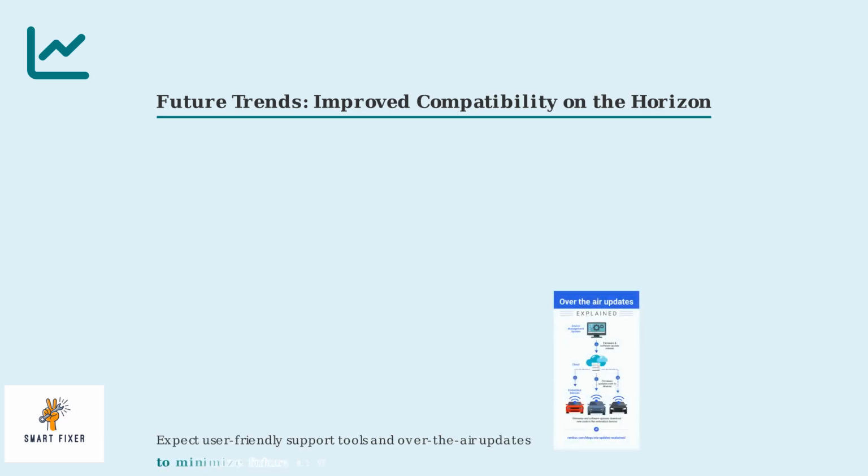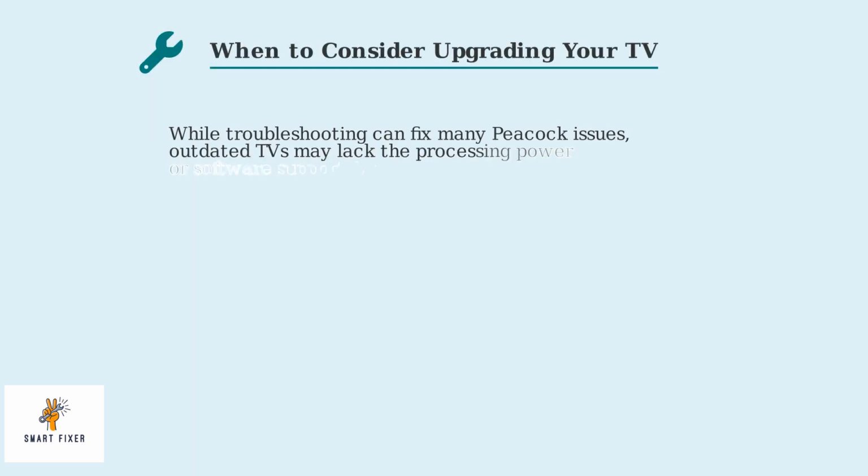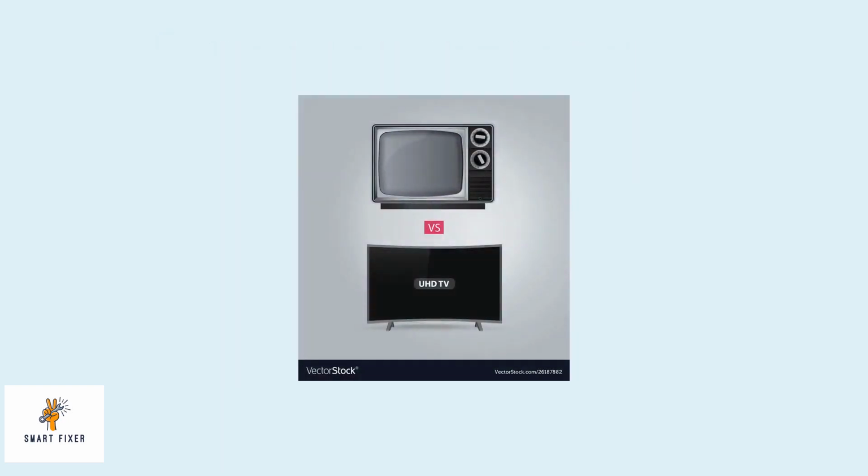In the coming years, users can expect more user-friendly support tools, such as intelligent troubleshooting assistants and seamless over-the-air updates that will keep your Vizio TV running smoothly without manual intervention. While troubleshooting can fix many Peacock issues, sometimes the underlying problem is simply an outdated TV. Older models may lack the necessary processing power or software support for modern streaming apps. Consider upgrading if you're consistently experiencing problems.